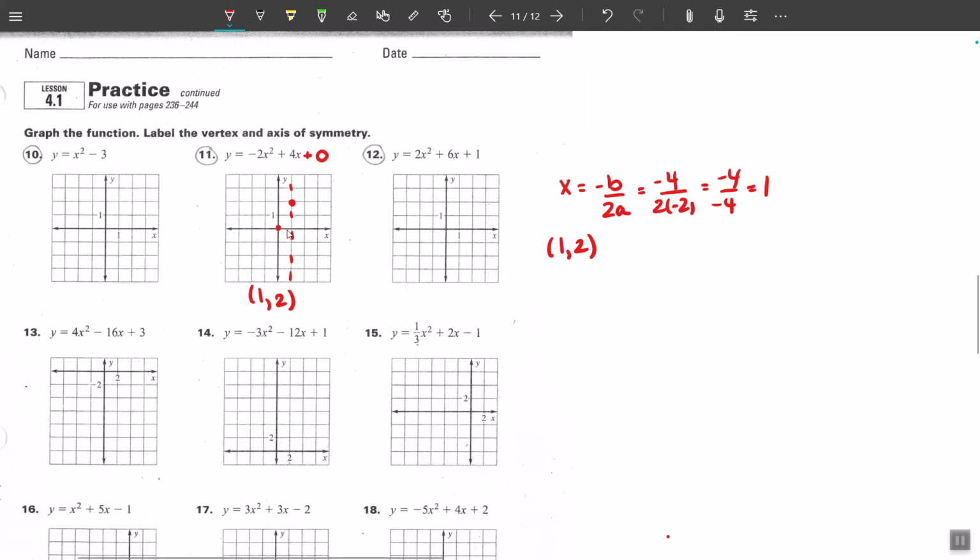And then I can mirror that point over to here, and that gives me a third point. And then I can connect those three, trying to make as smooth of a curve as I can. It opens downward, which is what we expected from our negative 2. All right, we'll do one more.